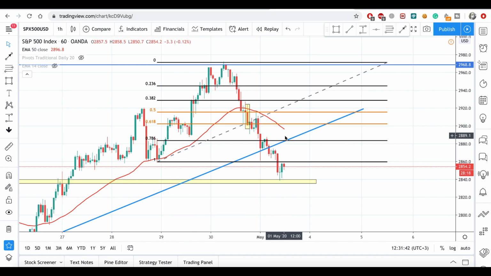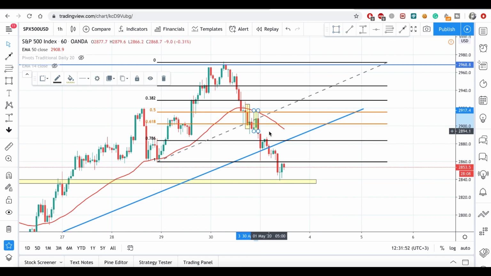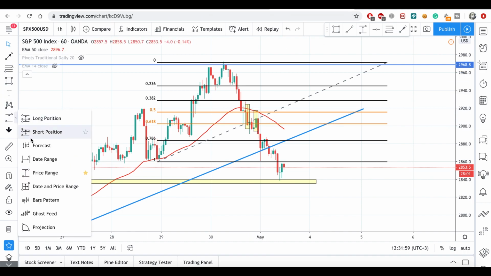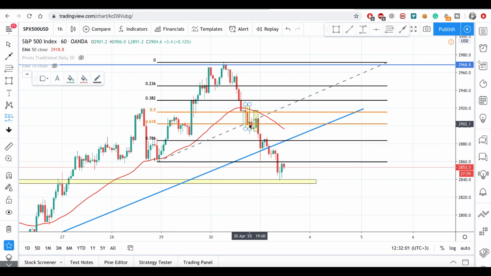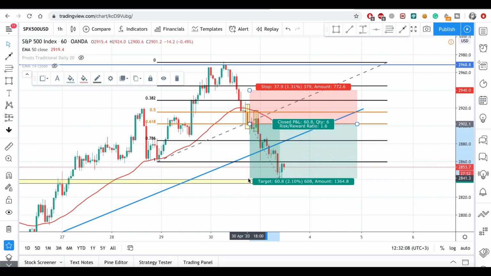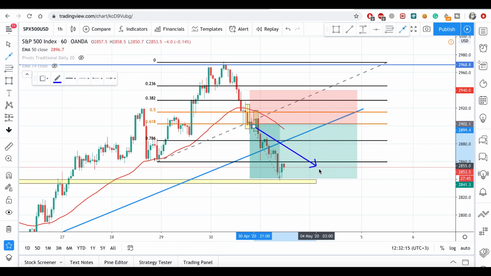We can also see that price came back and rejected the 50 EMA and 0.5 Fib level again. So we could enter the trade here or here, with a stop loss above the longest wick. And boom, price turning down.